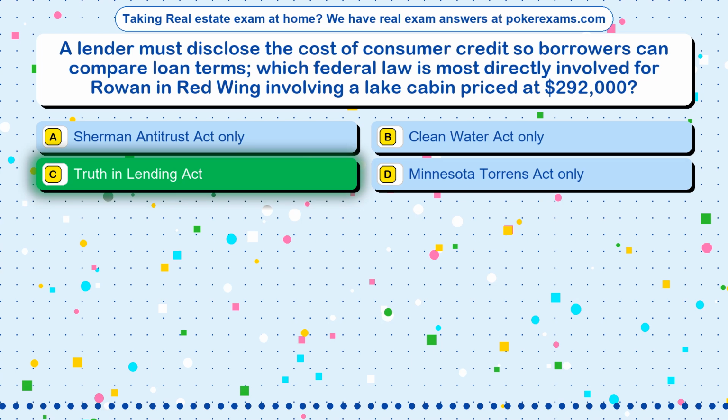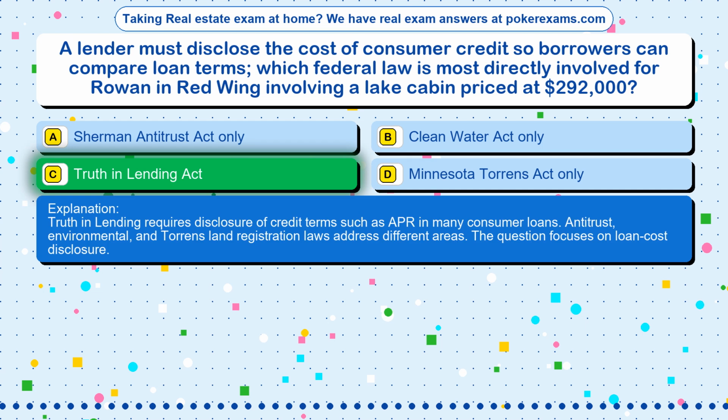The correct answer is option C, Truth in Lending Act. Truth in lending requires disclosure of credit terms such as APR in many consumer loans. Antitrust, environmental, and Torrens land registration laws address different areas. The question focuses on loan cost disclosure.